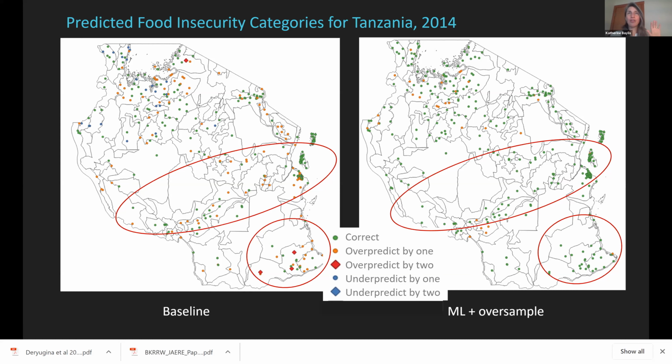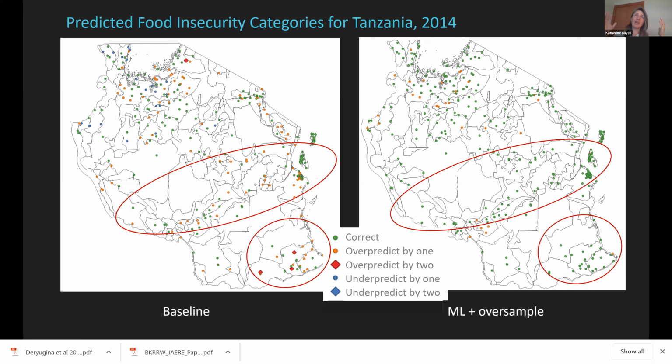And you'll notice on the left-hand side of the graph, that's our bog standard logistic regression. We're missing a bunch of folks, and we're missing them in the bad direction, saying that they're more food secure than they are. On the right-hand side, this is machine learning with an oversampling method, and we're doing much better. You can see we're getting a lot more of those areas correct. In particular, we're avoiding those places where we were over predicting their food security status.